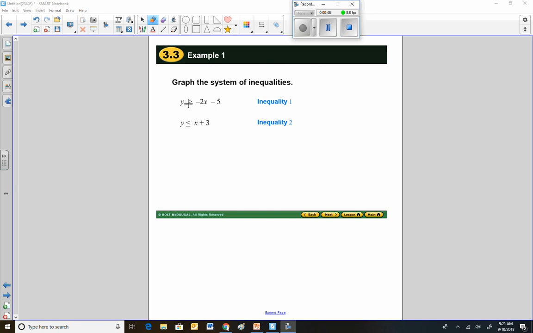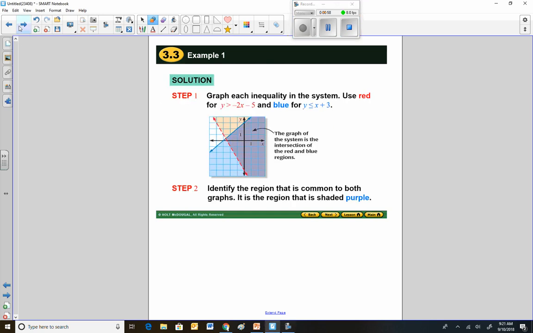Now this line here would have to be a dashed line because there's no equal sign. This line here would have to be a solid line because there's an equal sign in the inequality, okay? So let's take a look.